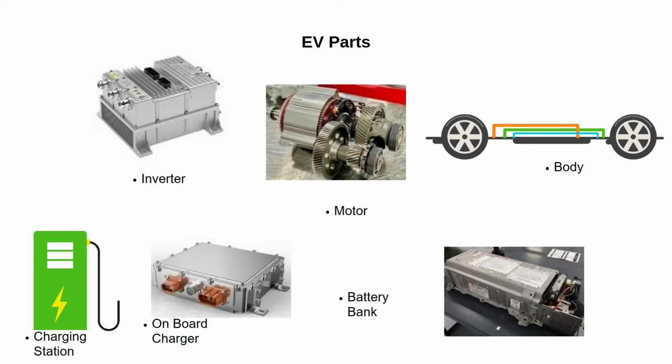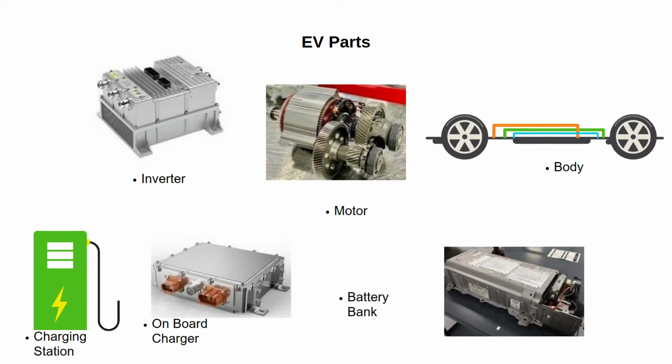So next one is the charging station. The charging system is mainly used to recharge the electric vehicle batteries from an external power source, such as a charging station or a wall outlet. We know this one already. Charging stations come in several different types, including the level 1 charger, level 2 charger and DC fast charger.